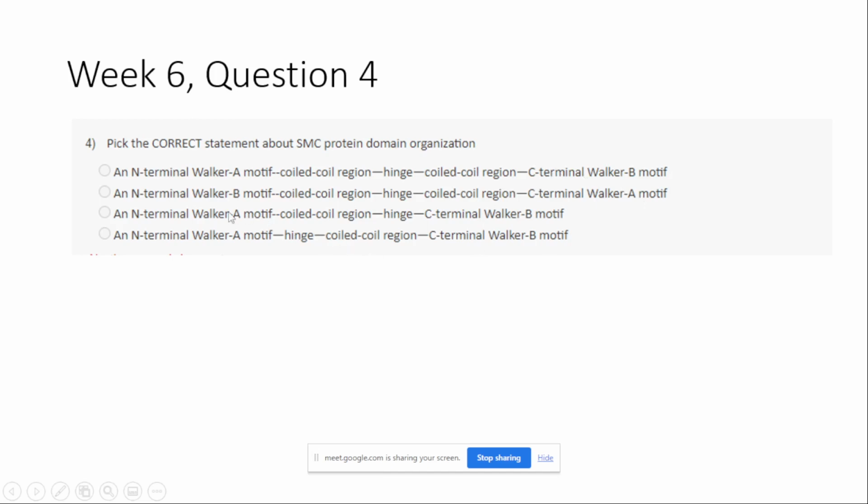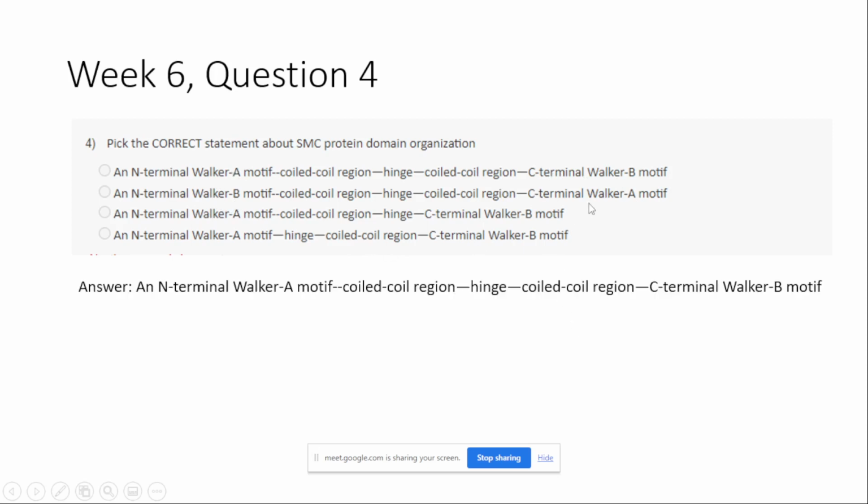But in option B, N-terminal Walker B, that is false because it has N-terminal Walker A and C-terminal Walker B. It is false. Third option, in the third option everything is fine, but there is only one coil region. So it is also not true because it should have two coil regions.